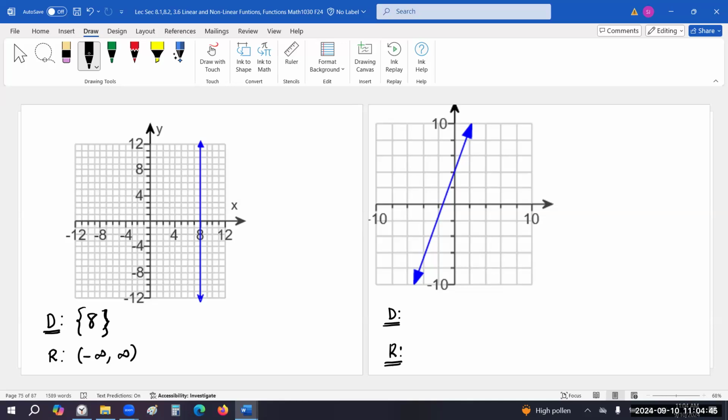Ready? Karen, help me with the domain. What would be the domain of this function? Negative 2 to infinity. Why did you choose to pick negative 2?